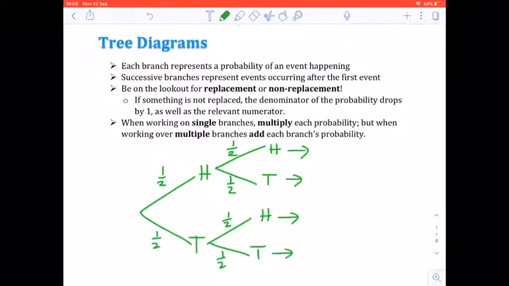So when we're working along a branch, what we do is we times together. So the probability of getting two heads in a row would be a half times a half, because we're going our half plus the next part, which is a half. And because we're on the same branch, meaning we're going along one path, we times together. So that would be a half times a half, which is equal to a quarter. And that would be the case for all of these, because all of these events have the same probability.